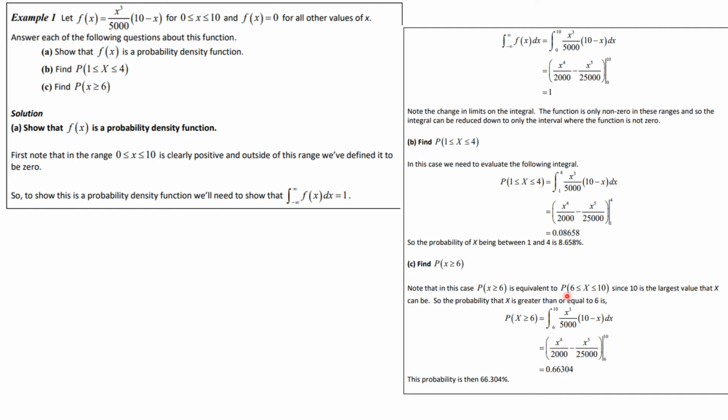So that means that the same thing is probability of x being between 6 and 10 because it's 0 otherwise. And so this is equal to the integral from 6 to 10 of the density function. Again, we raise the exponents by 1 and divide by the new exponent. And we substitute in 6 and 10. Do the calculation, we get this. And this is just a little bit less than 2/3. This is the example rounded off to the thousandth of a percent.